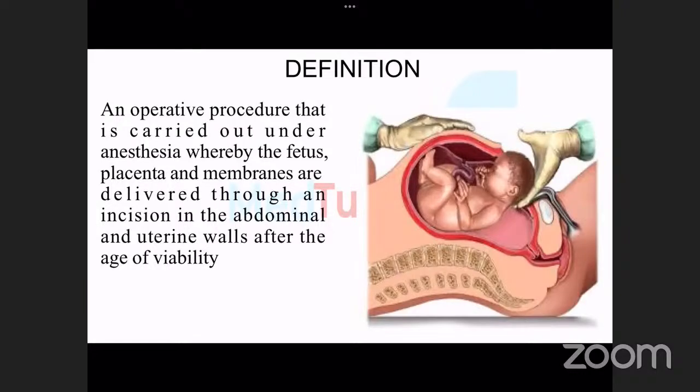What is cesarean section? It's an operation or a procedure carried out to deliver the fetus, the placenta and the fetal placental tissues through an incision in the anterior abdominal wall and uterine walls after the age of viability. So if a similar procedure is done before the age of viability, definitely it's not a cesarean section. But if it is done after the age of viability, it is a cesarean section. Next slide, please.